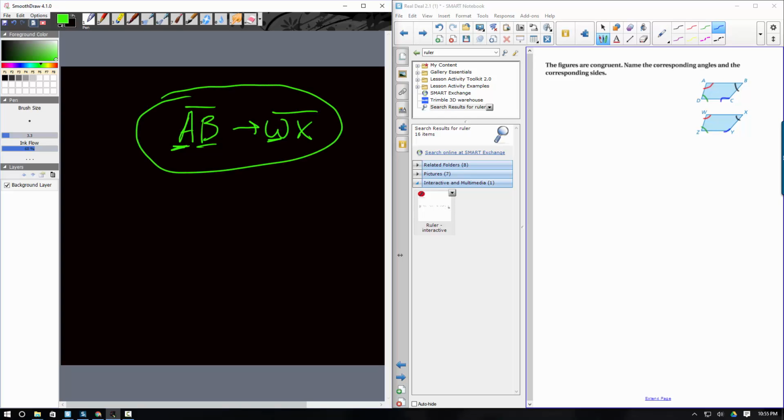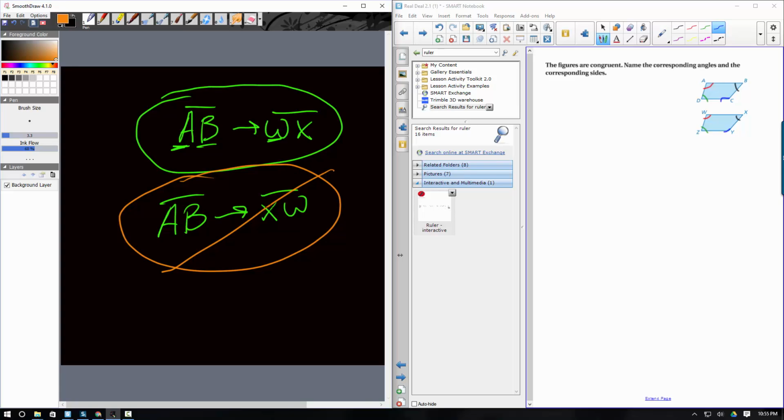A non-example, one that does not work, would be AB is XW. This is a no-go. This does not work because, let me just mark this off, I started off with A and I went to B, so I went from left to right, and on the other one I went from X to W. Although the line is the same, I'm not putting the proper order, therefore it is not correct.